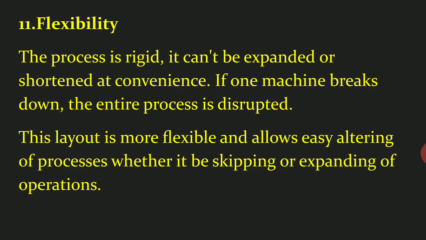As compared to the product layout, the process layout is more flexible because changes can be made very easily, right? Alterations can be provided, and skipping or expanding of the operation is quite possible. You can skip the operations at times if you want to, right? If the convenience is not there today, and if the workers are not available today, then you can make the workers do the work tomorrow and skip to the next part. But in the product layout, that area of flexibility is not there. That means flexible is the process layout, and inflexible, or rigid, is the product layout.